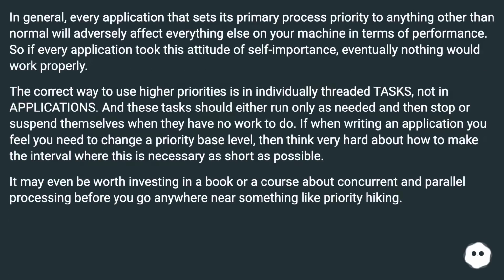In general, every application that sets its primary process priority to anything other than normal will adversely affect everything else on your machine in terms of performance. So if every application took this attitude of self-importance, eventually nothing would work properly. The correct way to use higher priorities is in individually threaded tasks, not in applications. And these tasks should either run only as needed and then stop or suspend themselves when they have no work to do. If when writing an application you feel you need to change a priority base level, then think very hard about how to make the interval where this is necessary as short as possible. It may even be worth investing in a book or a course about concurrent and parallel processing before you go anywhere near something like priority hiking.